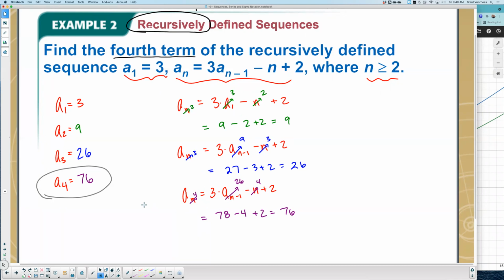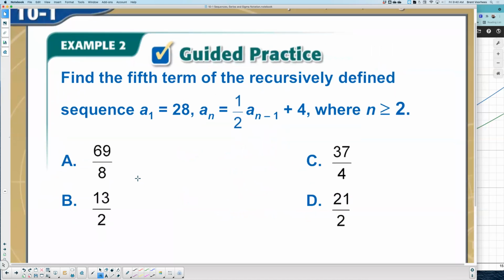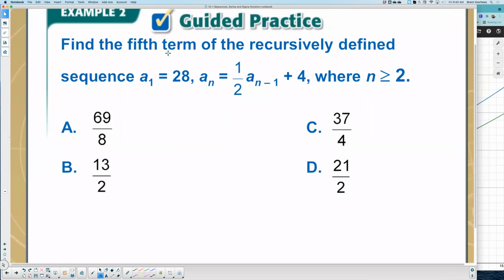Now I have one for you to try. Same idea, except this time you're going to find the fifth term. I want you to find the fifth term, and you're given this formula. I'm giving you the first term of 28. A little reminder, you're going to have to find the second term, and then you'll find the third term, and then the fourth term, and then finally your fifth term. And you'll be using this formula all along the way.